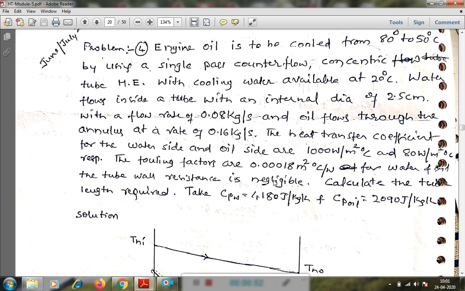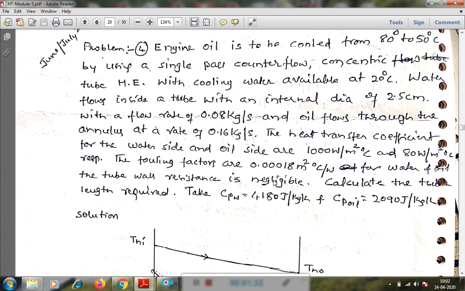And water flows inside a tube with an internal diameter of 2.5 centimeter. Inside the tube, water flows with a flow rate of 0.08 kg per second. The flow rate of the water is given. And oil flows through the annulus at a rate of 0.16 kg per second. Oil is flowing with a rate of 0.16 kg per second. The heat transfer coefficients for the water side and oil side, the inside heat transfer coefficient and outside heat transfer coefficient, are 1000 watt per meter square degree Celsius and 80 watt per meter square degree Celsius respectively.